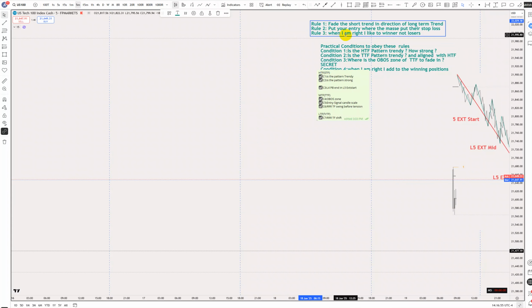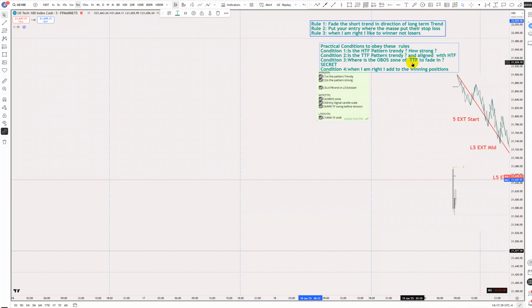And then the second rule: put your entries where the masses put their stop loss. It means that we have to put our entries in the overbought or oversold area in our trading time frame. So you have to buy low and sell high. Okay, so this is the condition all the time. But which high, and which low?